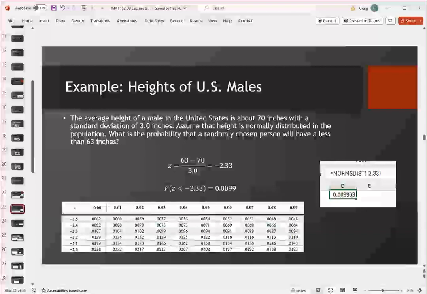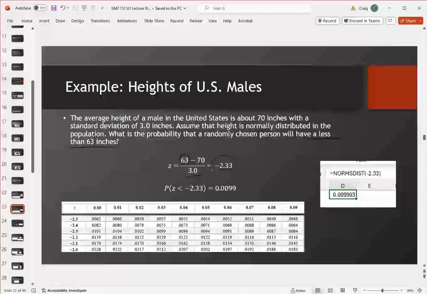So the average height of a male in the United States is about 70 inches with a standard deviation of 3 inches. Assume the height is normally distributed. What's the probability that a randomly chosen person will have a height less than 63 inches? Well, here's our X value, 63, minus 70, divided by the standard deviation. That gives us a Z-score of negative 2.33.